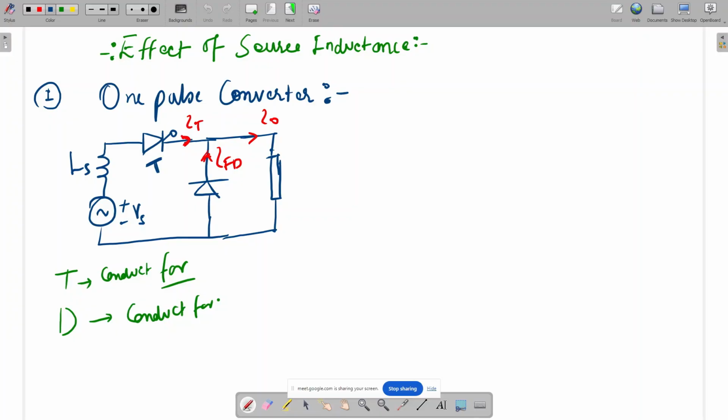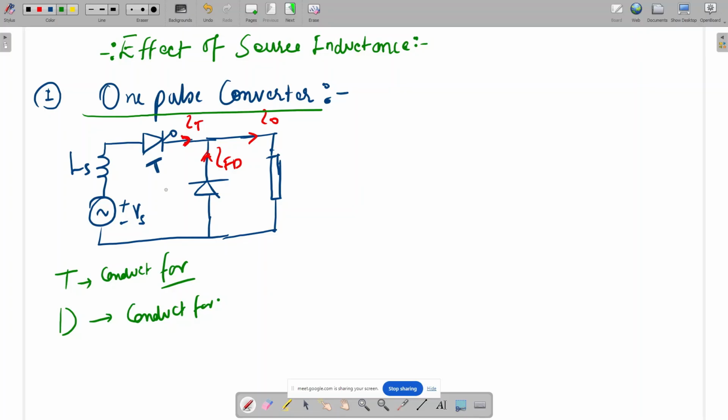So today's session, I will discuss the effect of the source inductance. In the last sessions, I discussed all the different types of converters, like half wave and full wave, without the effect of source inductance. One by one, I will discuss the effect of source inductance for all the converters. Here this diagram is for a single pulse converter, meaning a single phase half bridge converter.